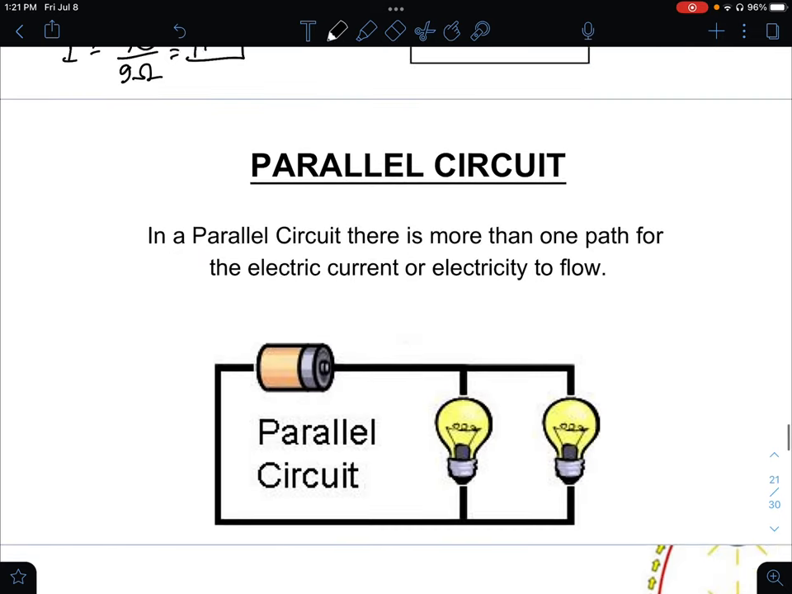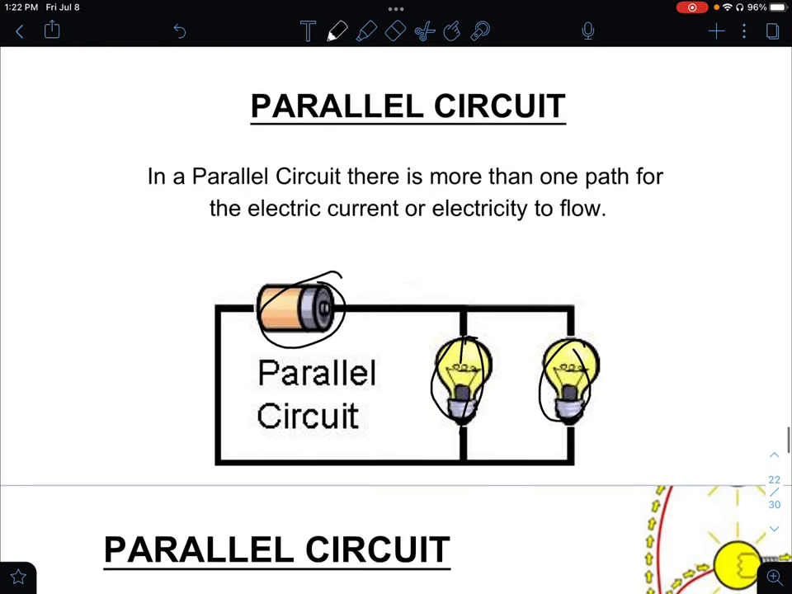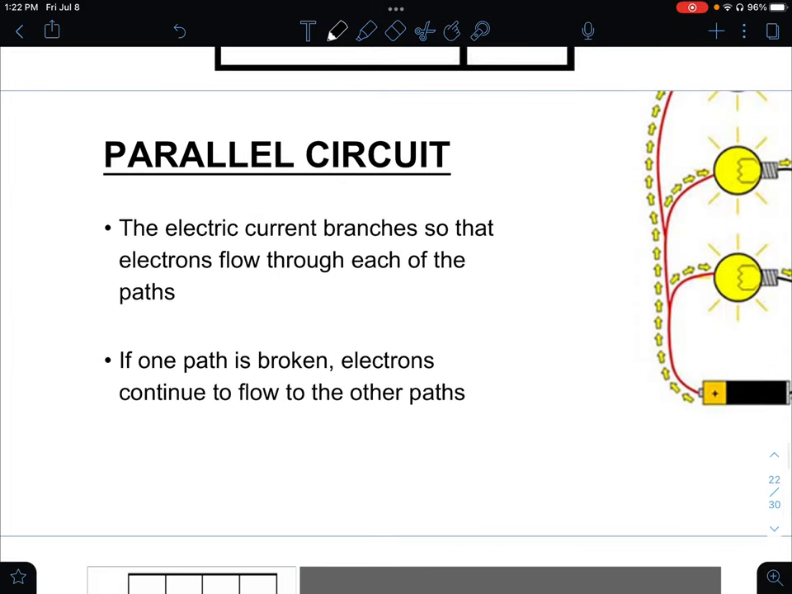Okay, let's talk about the parallel circuit. In a parallel circuit, there is more than one path for the electric current to flow. Here we have a source, and these two components are parallel to each other. In a parallel circuit, the electric current branches so that the electrons flow through each of the paths. So if one path is broken, electrons continue to flow to the other paths.